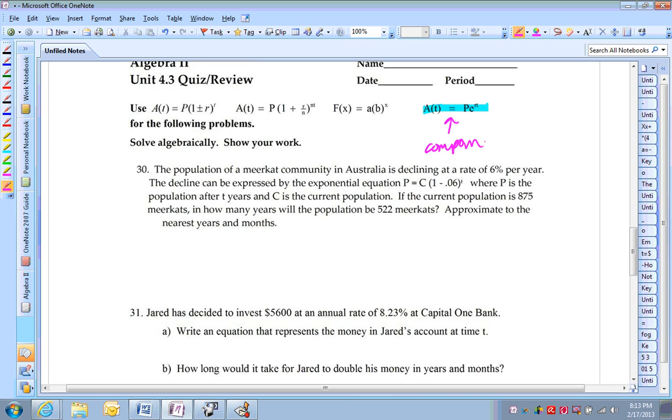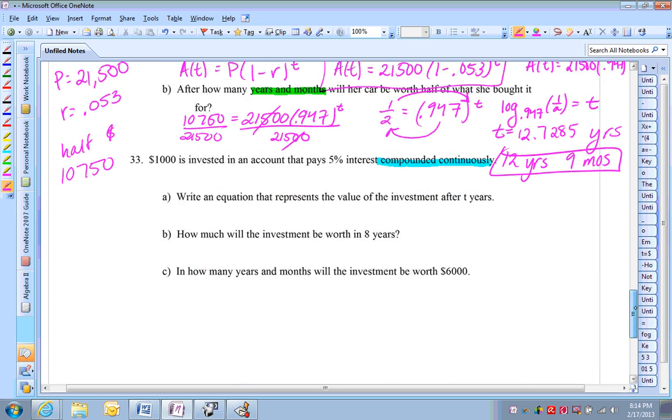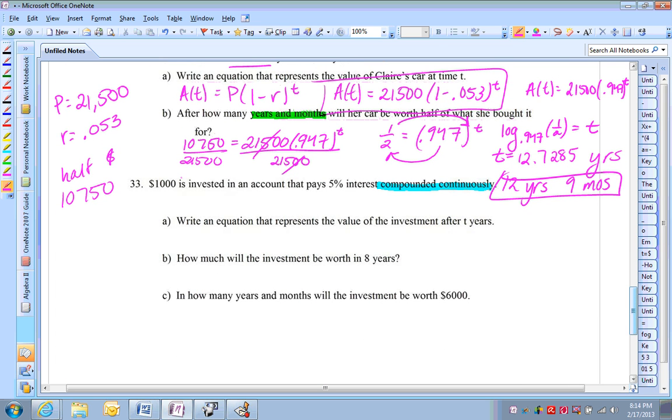equals P times e raised to the r times t. Okay, so make sure you know the difference between this compounding formula and this compounding formula. This one is used for the compounded continuously. So, like I said, we're going to use A of t equals P times e raised to the r t.